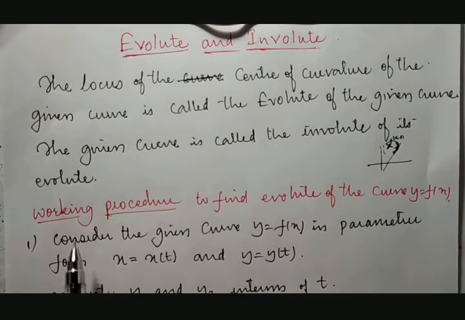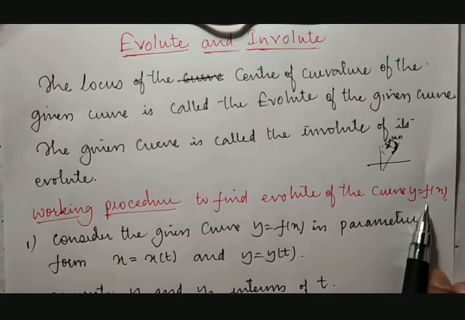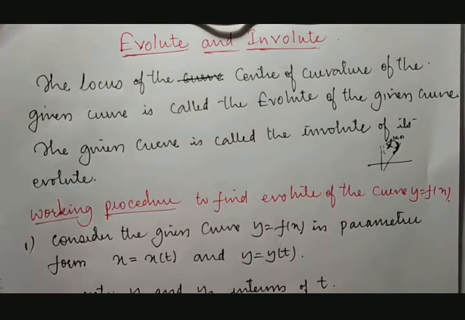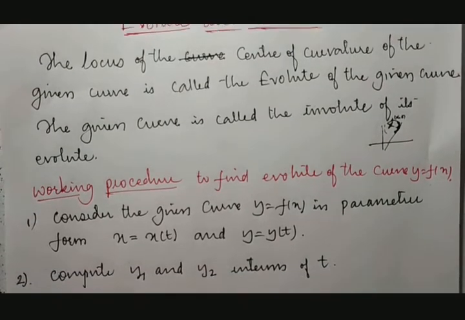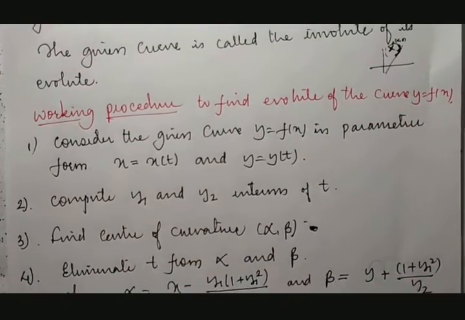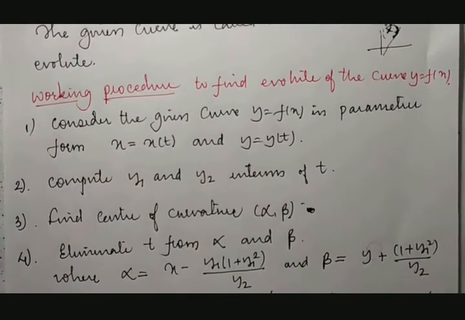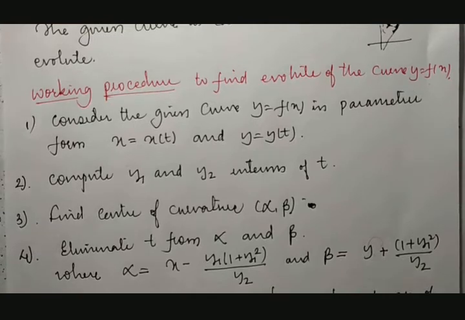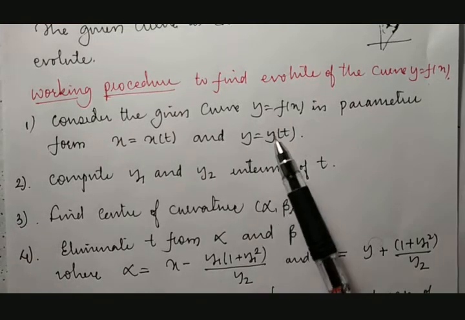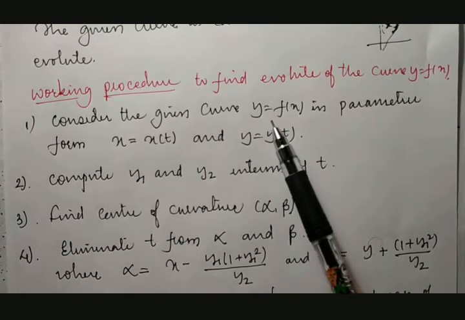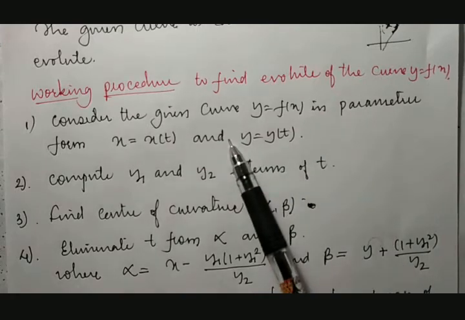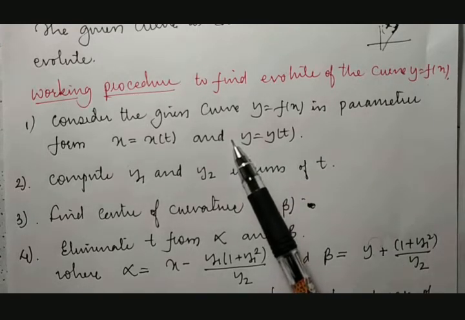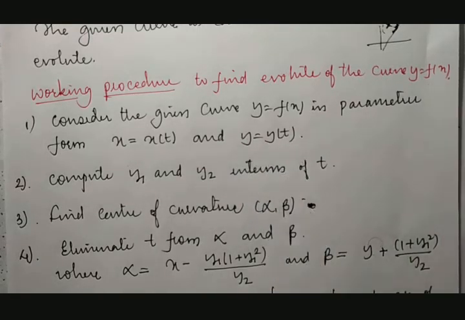Okay, so the working procedure to find the evolute of a curve which is in Cartesian format, y is equal to f of x. In this case, to find the evolute of the given curve in Cartesian form, very first we need to convert that curve from Cartesian to parametric conditions, because we know that each and every curve in Cartesian has its own parametric conditions.